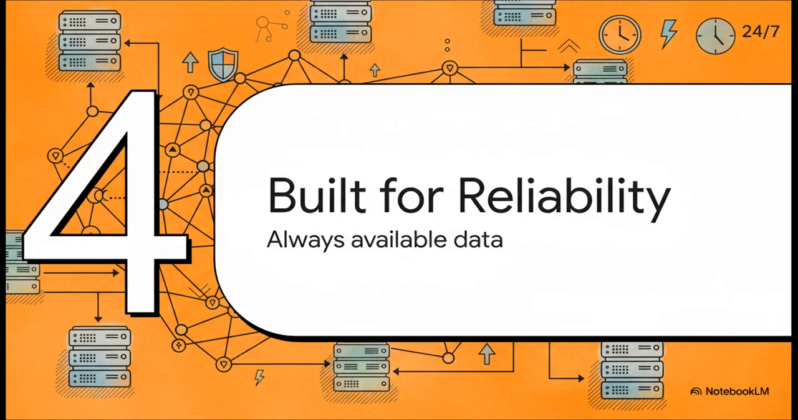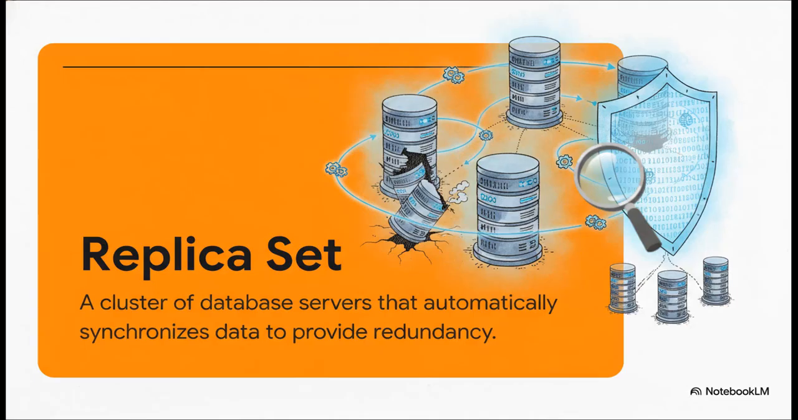All right, so a modern database can't just be fast and flexible. It absolutely has to be reliable. We all expect our apps to be online 24/7. So, how does MongoDB make sure your data is safe and your application keeps running, even when things inevitably go wrong? Well, the answer is a really clever concept called a replica set.